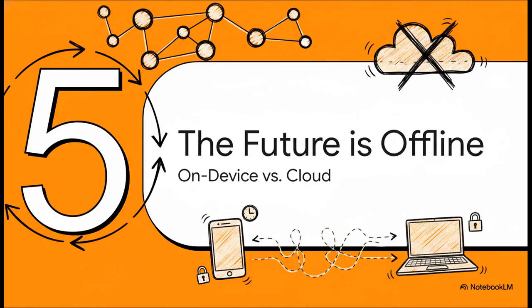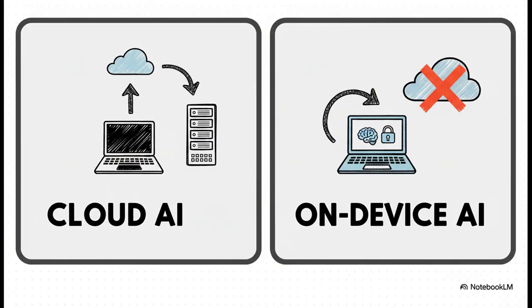So after seeing all this, what does it really mean for the future of AI? Well, when you put them side by side, the advantages really just pop out at you. Cloud AI, your data gets sent to a server somewhere. It needs the internet, and it can be laggy. On-device AI, your data stays with you. It works completely offline, and it's instant. Look, this isn't about replacing the cloud. It's about having a powerful new choice. A choice for privacy, for speed, and for total independence.